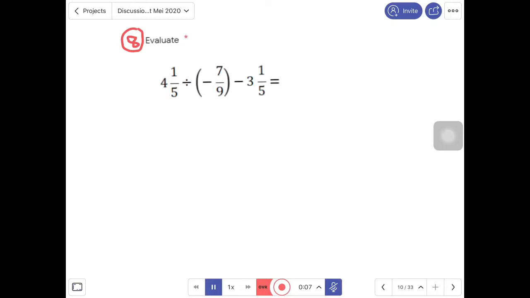Change all fractions into improper fractions, becomes 21/5. Divide fraction, you can straight away change to multiply. Negative is still negative, but the number you have to reciprocate. And then minus 16/5. And then next, we can just simplify the 21 and 7.